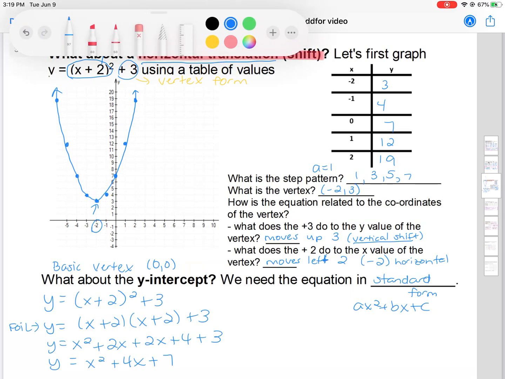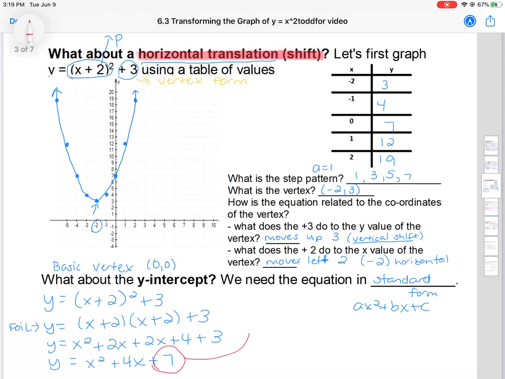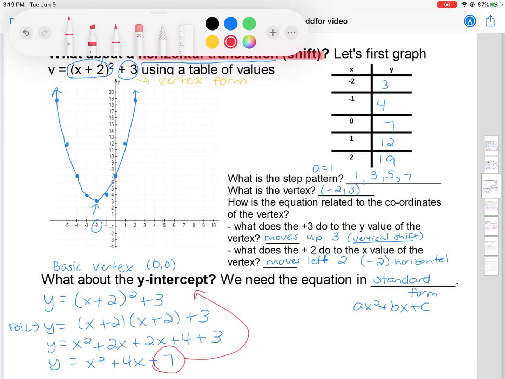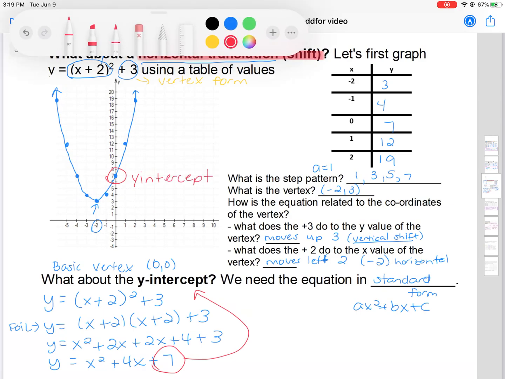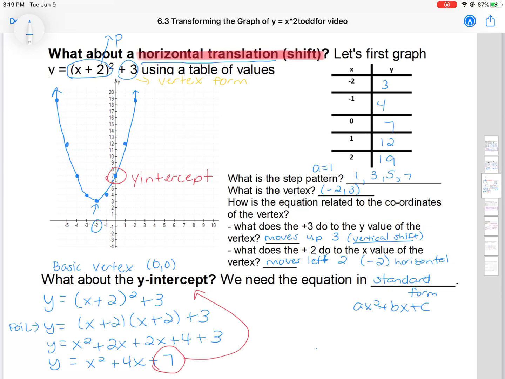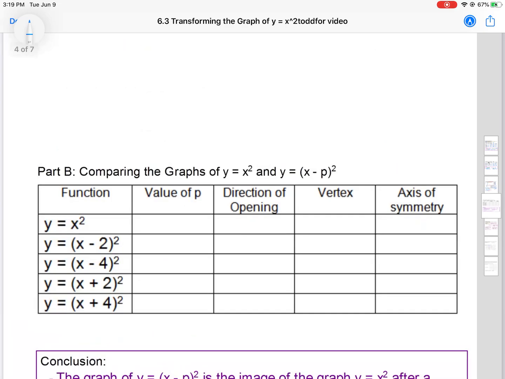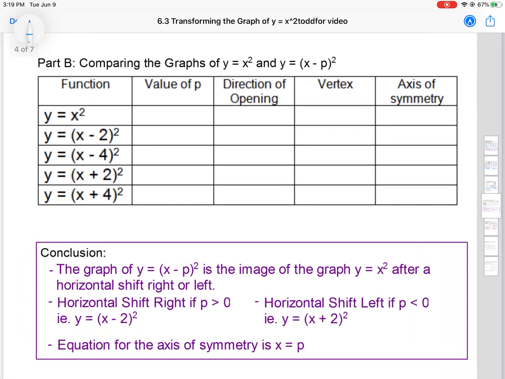And the y-intercept, of course, is the value down here. Now, looking at the graph, we could have seen, I'll keep the same red color, that the y-intercept is 7. But again, that's a way you can check your answer as well. Okay. So what happens when we are going to do this horizontal translation?